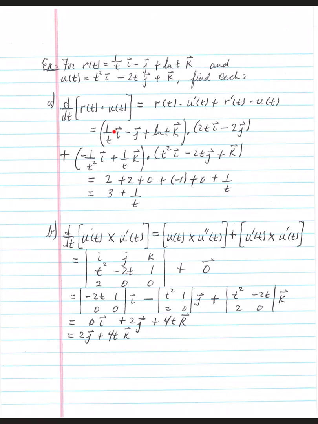Multiplying: 1 over t times 2t is 2. Negative 1 times negative 2, that's positive 2. ln of t times 0, that's 0. Negative 1 over t squared times t squared is negative 1. Negative 2t, there's no j term here, so that's negative 2t times 0, that's 0. And then 1 over t times 1 is 1 over t. Combining like terms, you get 4 minus 1, that's 3, over 1 plus t.